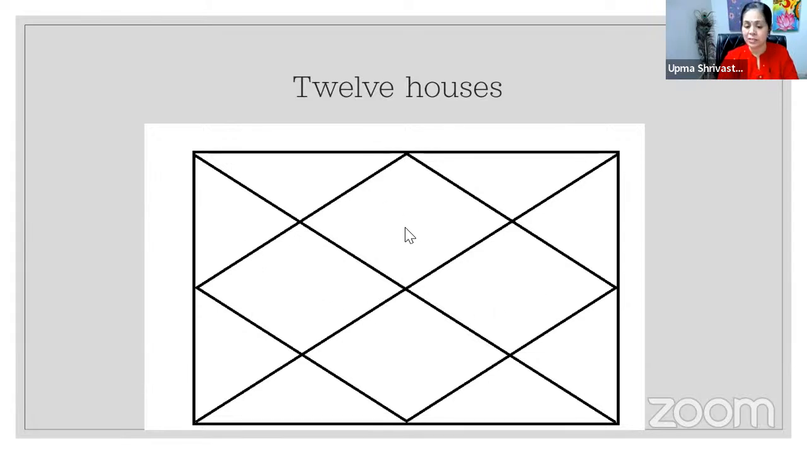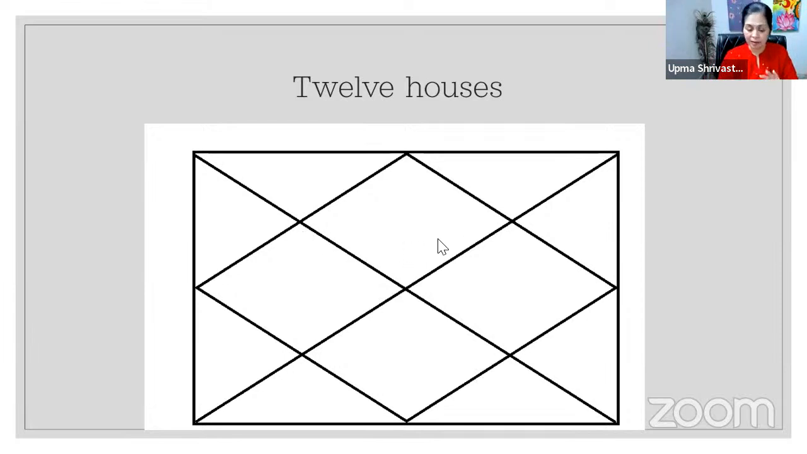Because this is the first house, the ascendant is always the first house. Then it will keep moving this way. And each house indicates something. There are more than 100 things indicated by one house. Today I will share one or two things, but there are too many things which we learn in the proper course. Now, these houses will always remain fixed.